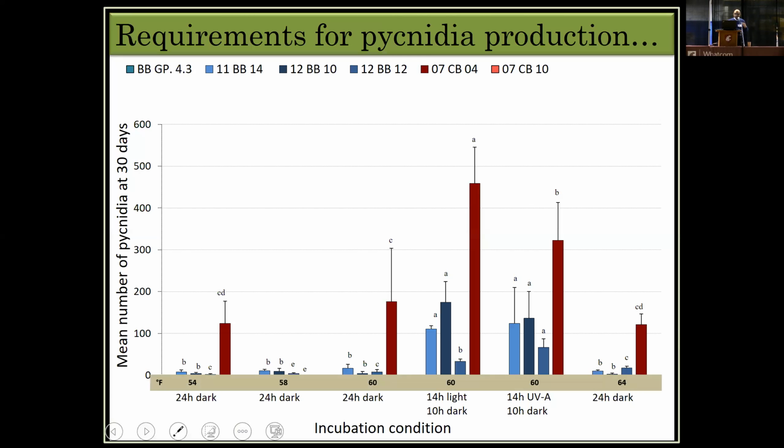So this is about 60 degrees Fahrenheit. Most of the activity of the pathogen, the production, is going on around that temperature. This is the number of conidia on the y-axis, about 500 at the maximum, to a minimum of less than 100 pycnidia per plate.